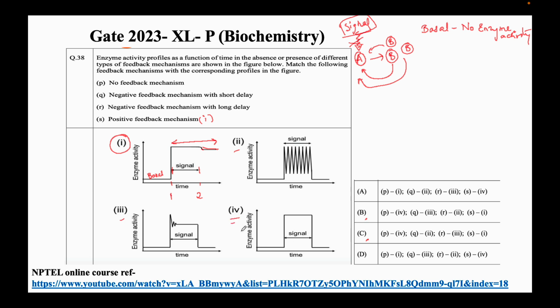enzymatic profile 4. So similarly, if we assume these are the 2 time points, in enzyme activity profile 4, what we see is I am giving a signal at 1 hour, and the enzyme activity shoots up, it reaches maximum, and till the signal is there, it is staying at maximum. And once I remove the signal after 2 hours, the enzyme activity is dropping down.